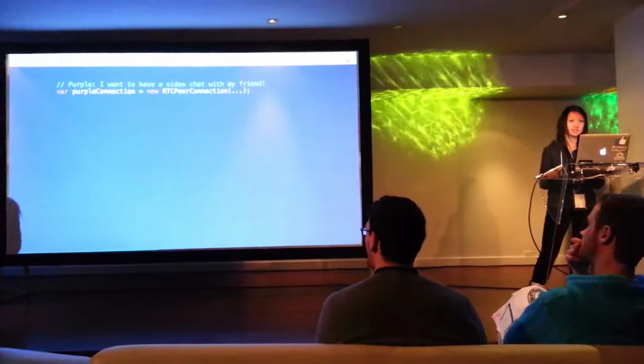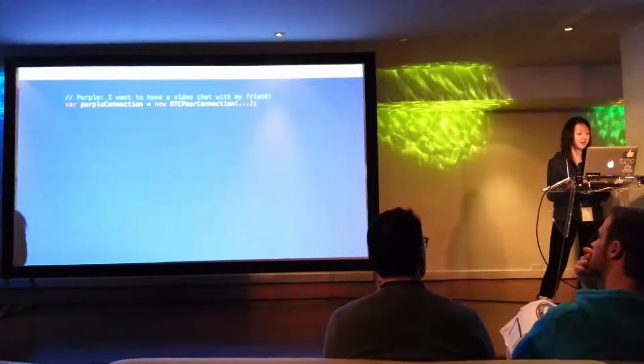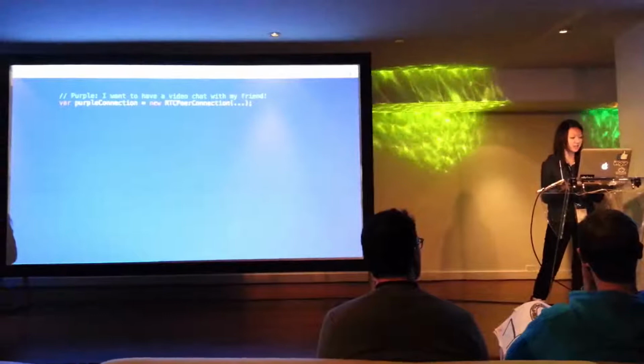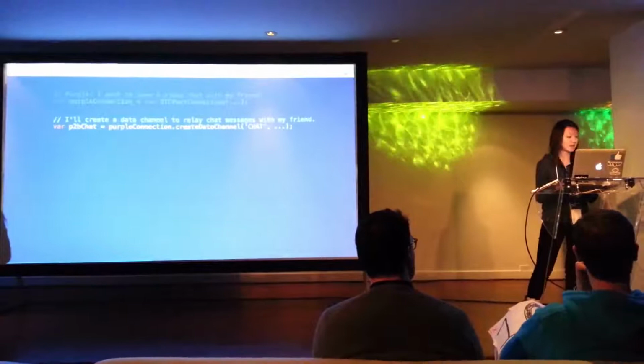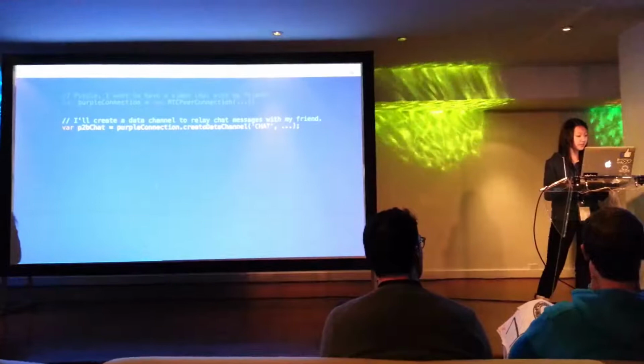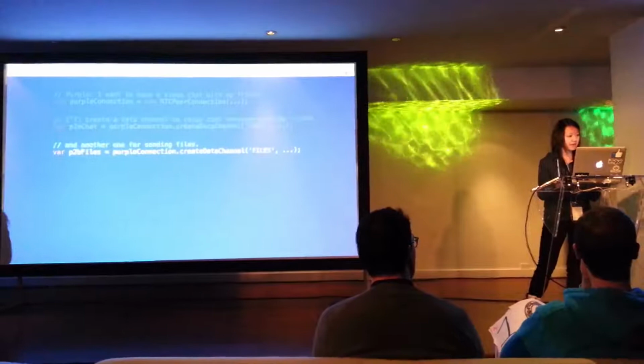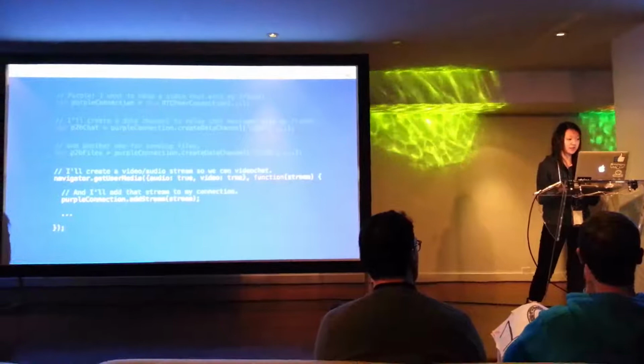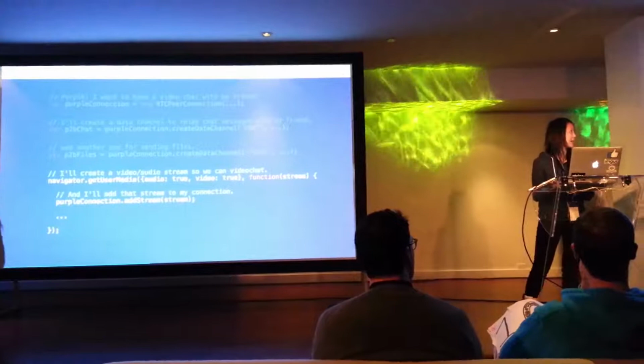Let's say I want to make a peer-to-peer connection with another client. The pseudocode, or pseudo WebRTC, above would run in your browser, which is a WebRTC client. I'd first create an RTC peer connection object. And at this point, Purple can decide if he wants to have a video call or a peer-to-peer chat, or even like a file sharing session. So at this point, Purple wants to create a chat, so he creates a data channel. And then creates another data channel for sharing files. Then Purple creates a video audio stream, so they can video chat. And of course, Purple adds that to his connection.